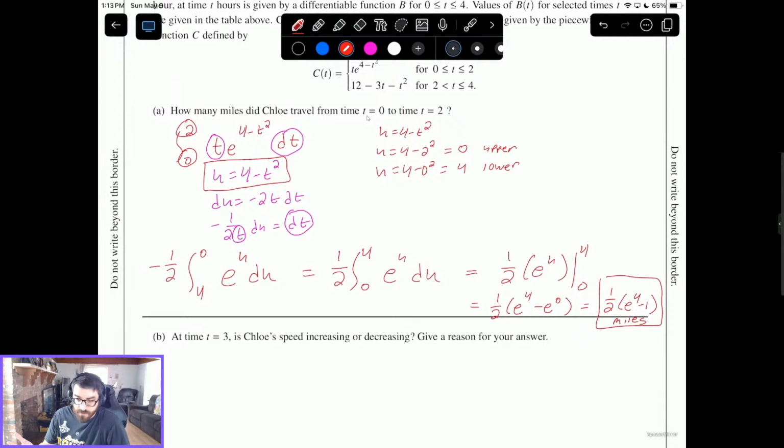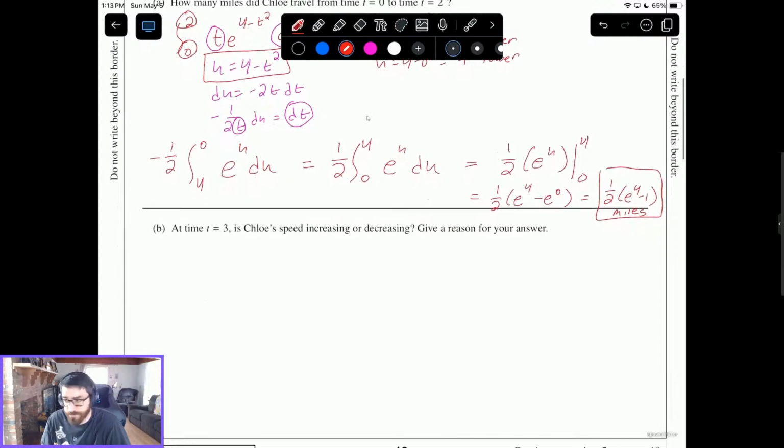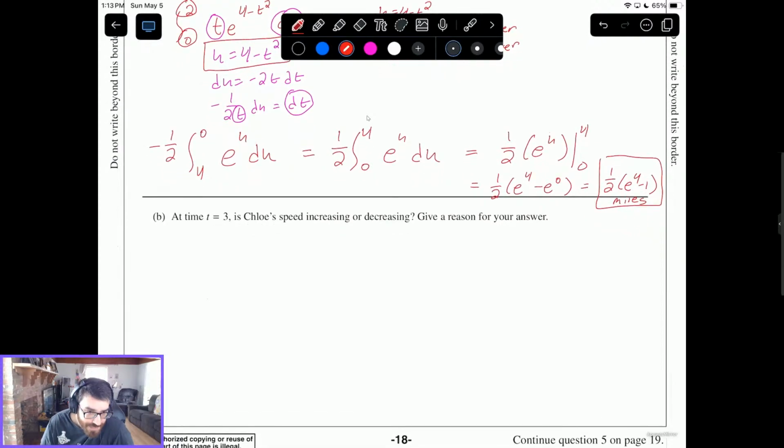Do you have to factor or multiply that 1/2? I don't believe so. I think you can leave it in factored form. A is complete. Let's look at B. B, at time t equals 3, is Chloe's speed increasing or decreasing? When speed is in question, you must find the velocity and the acceleration. You must determine if they are the same sign or alternate signs.